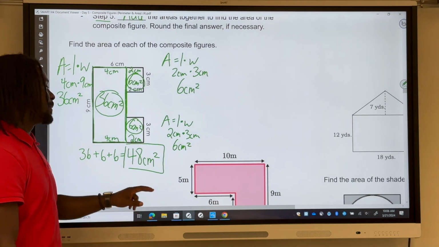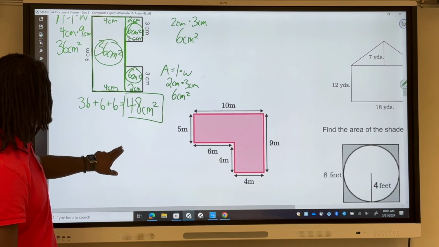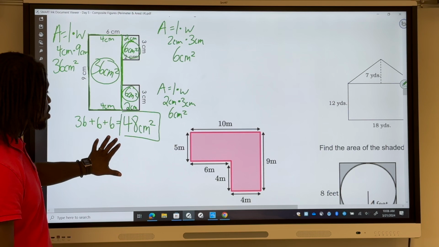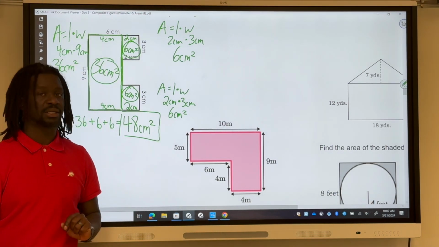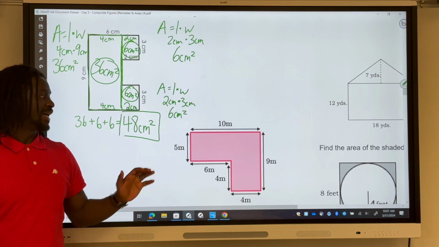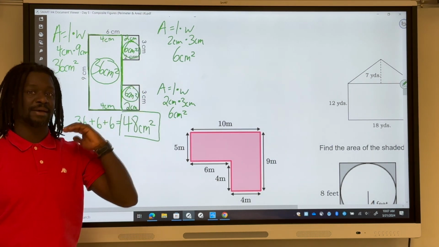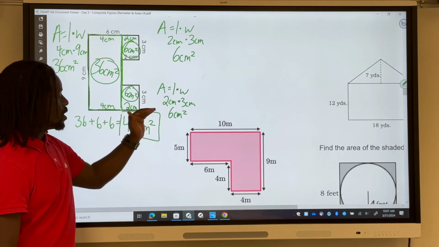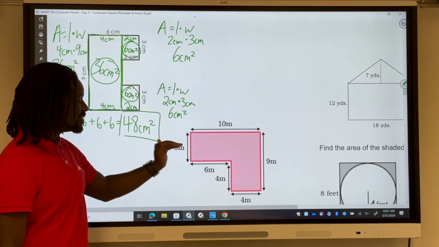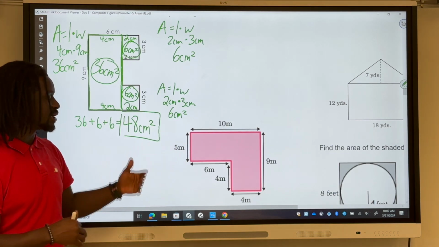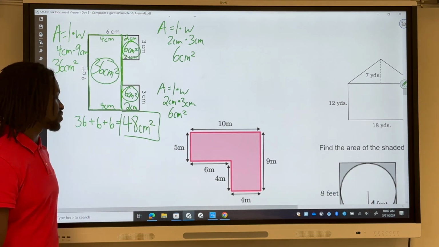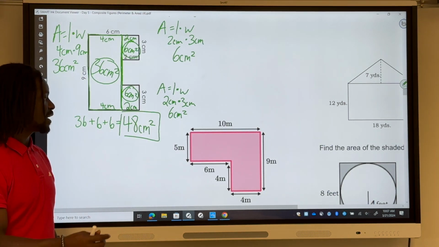So now what I want you to do is pause it, and complete the area for this figure. Again, follow the steps I just walked through all of them. You are going to do this one on your own, and I'm actually not going to give you the answer because you're going to have to enter the answer in a Desmos activity here at the end.